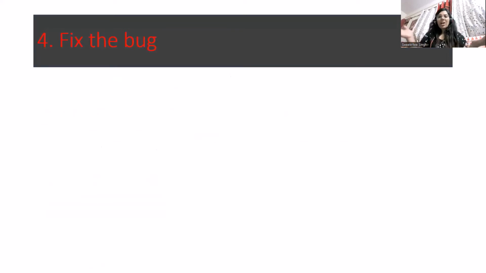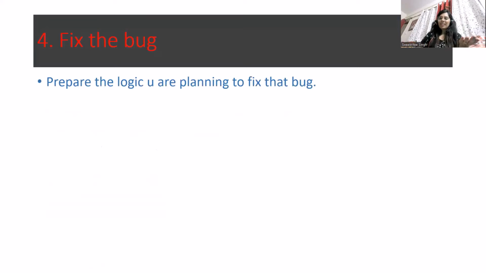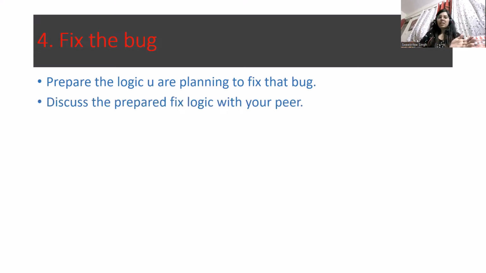Good. So now that you have found where in the code the problem is, the next step would be to go ahead and fix the bug. So prepare the logic you are planning to use to fix that bug. You must be making some logic on how you are going to fix that problem. But before implementing that logic, you must discuss it with your peers.